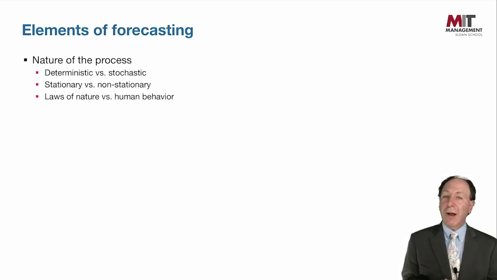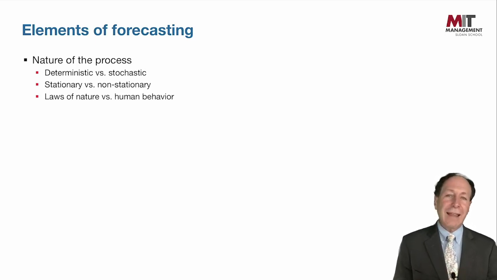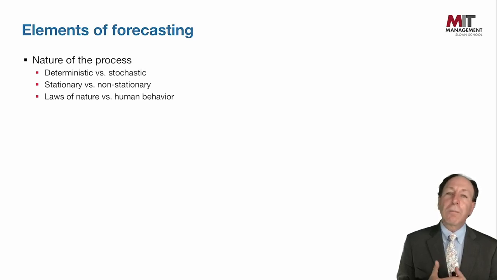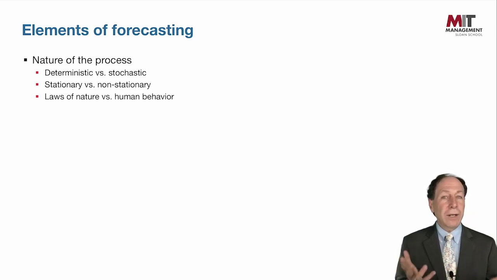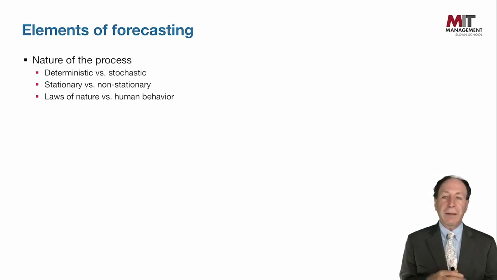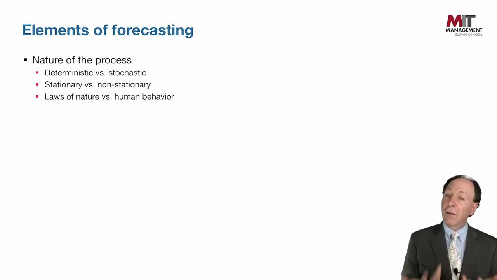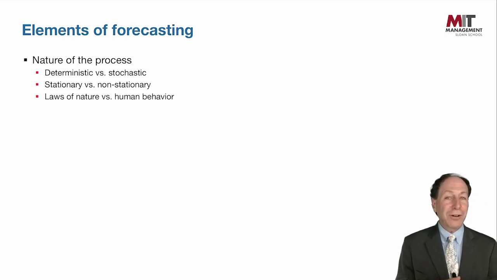If we have random processes, we don't expect to get that kind of precision. We're going to have necessarily probabilistic forecasts. The processes could be stationary, they could be non-stationary. We're going to have very different tools for predicting them in those cases. And are they laws of nature or are they human behavior? If they're laws of nature, at least we know that the process itself doesn't depend on circumstances around it. Human behavior could change at any time.